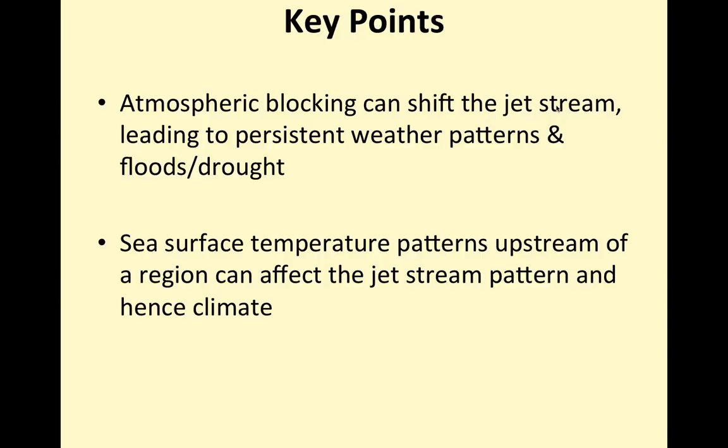Key points from this lecture: atmospheric blocking can shift the jet stream, leading to persistent weather patterns and floods and droughts. Of course, we all know we want to look at the global climate change and how the globe as a whole is changing, but regionally it's quite important to understand how the atmospheric circulation might change in the future. Sea surface temperature patterns upstream of a region can certainly affect the jet stream pattern because the oceans have such high thermal inertia. If you have anomalous warmth like that warm blob, it can change the path of the jet stream for quite some time. So you also have to understand what's happening in the oceans as far as sea surface temperatures.